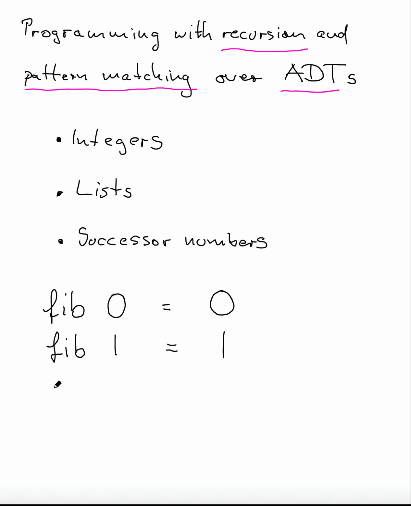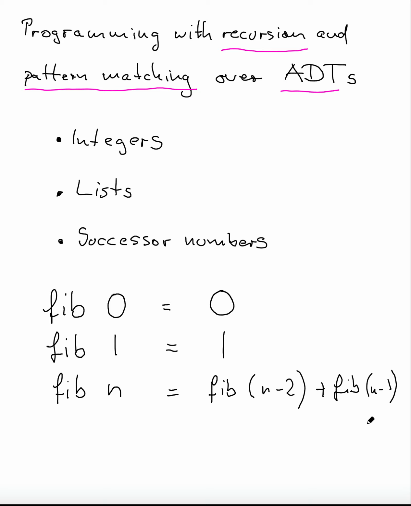And finally, the recursion works as follows. Fib of n, so to compute the next value in the sequence of Fibonacci numbers, we add the two previous values. And we just write this down as an equation. So fib of n is fib of n minus 2 plus fib of n minus 1. And that is a Haskell program.